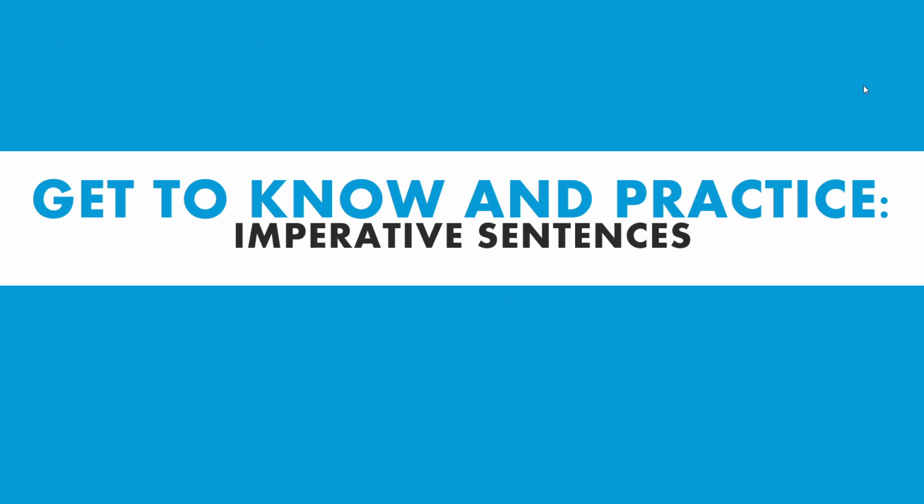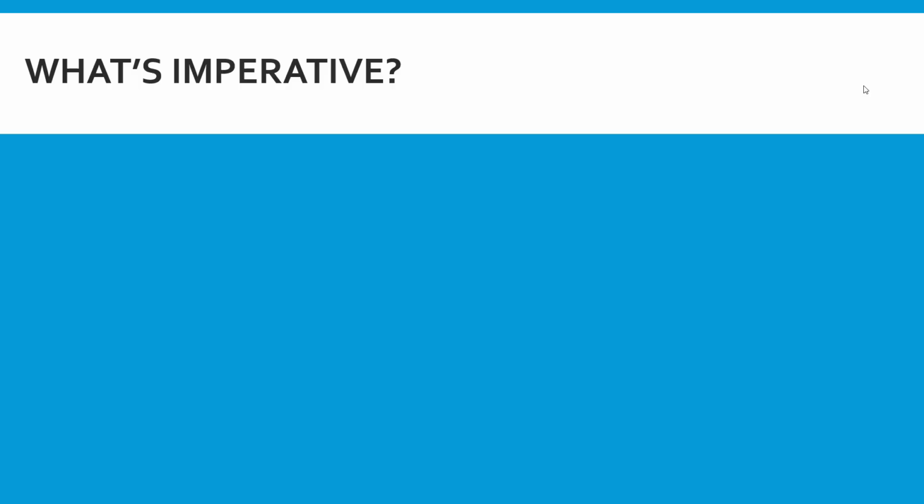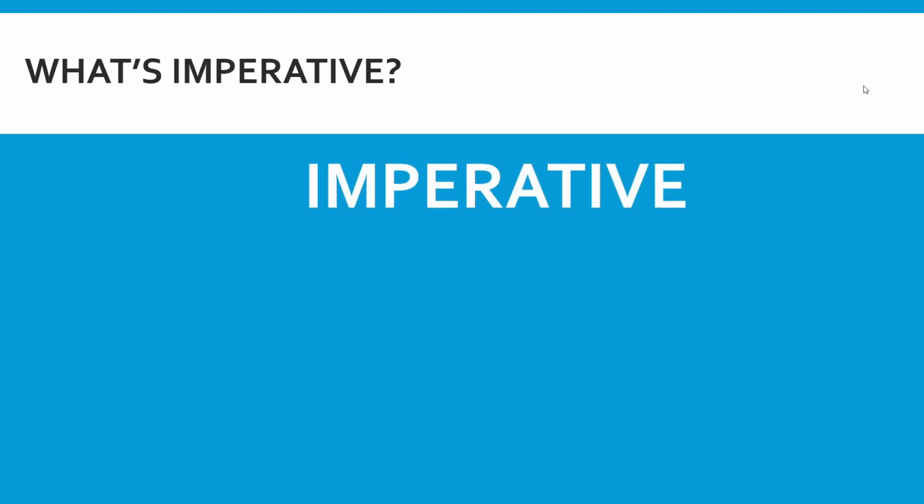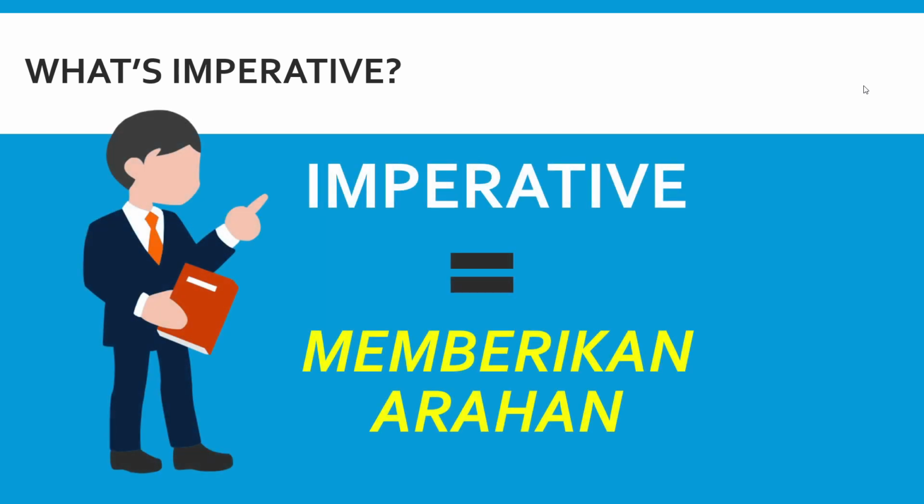Now, let's move on to the final activity of our lesson today, which is to get to know and practice the imperative sentences. But in the first place, you will need to know first what's imperative. Imperative, basically in BM, it means memberikan arahan. If the sentence itself sounds like you are giving instruction, then it is imperative.